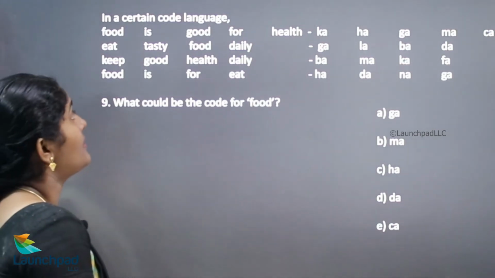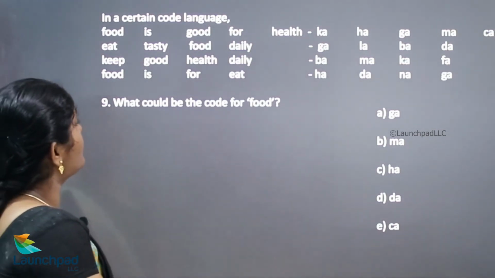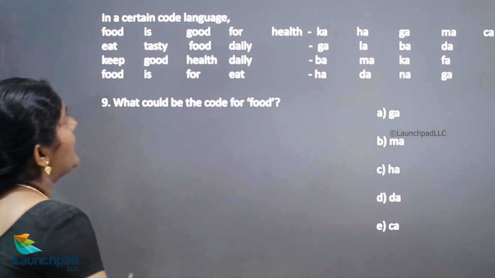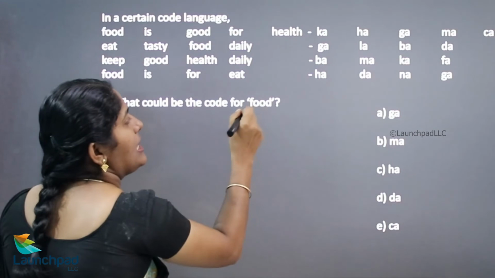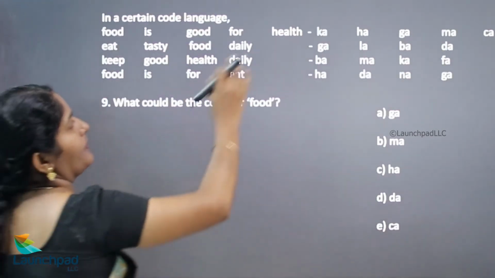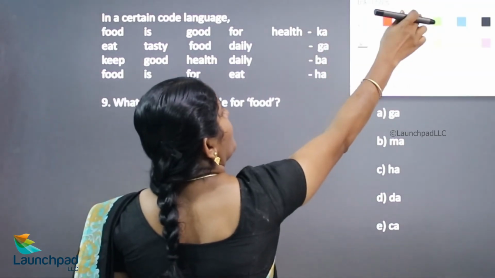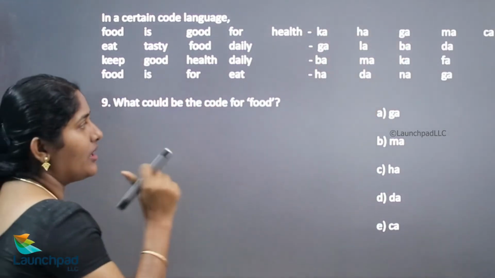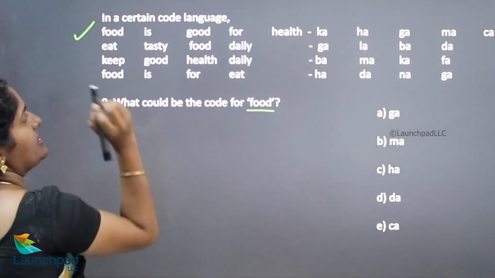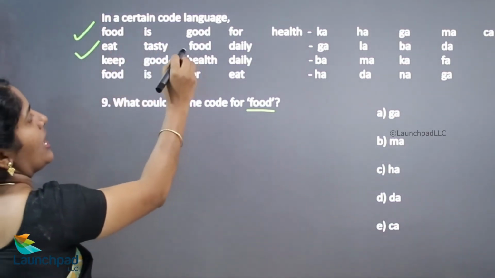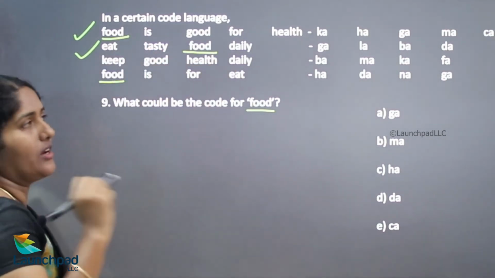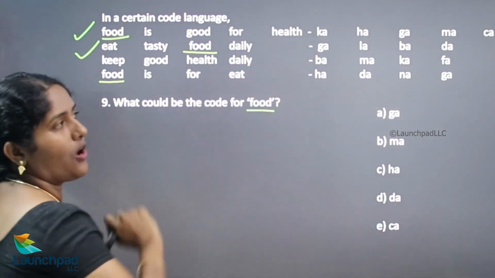Okay, and your next question is, what could be the code for food? In how many sentences is the word food available? The first sentence, the second sentence, and the fourth sentence also have the word food. So what is the corresponding common code?